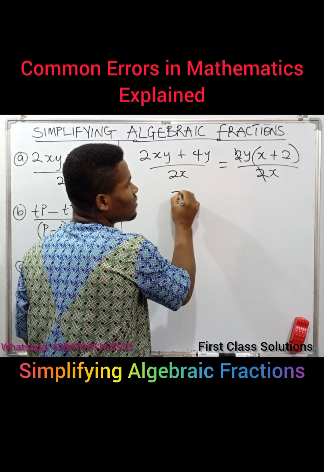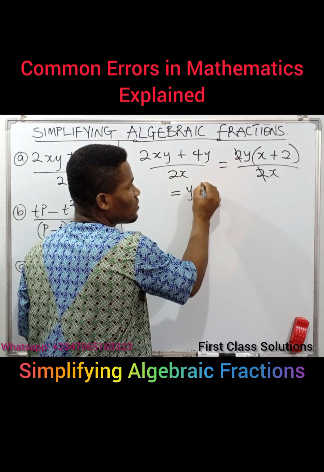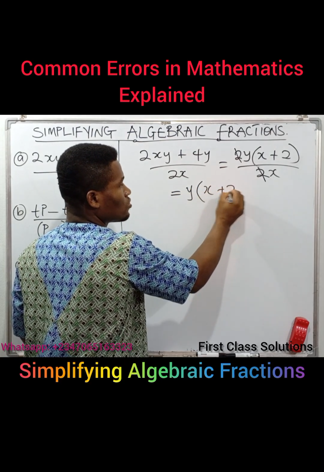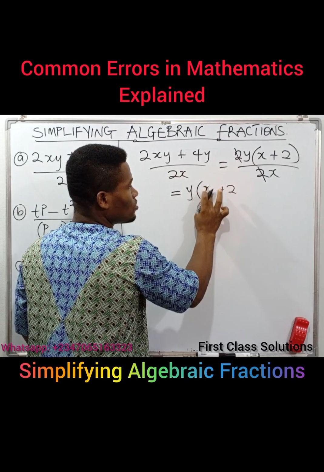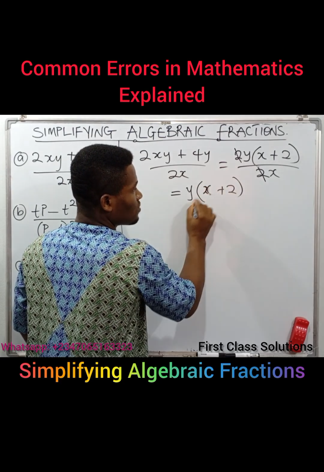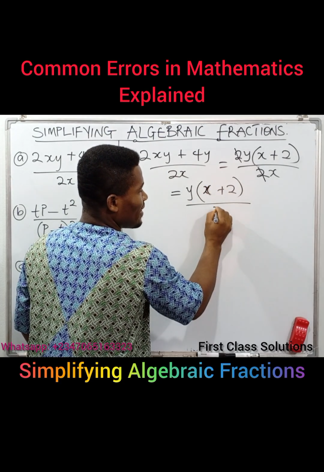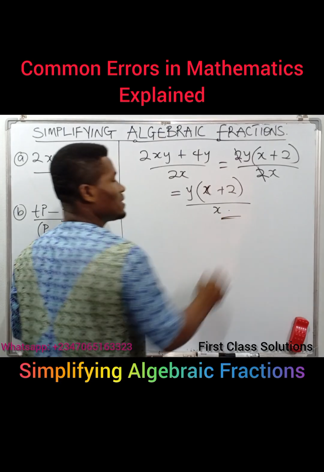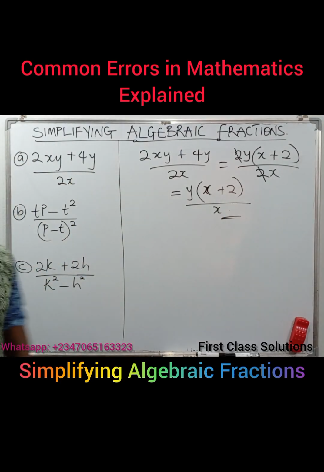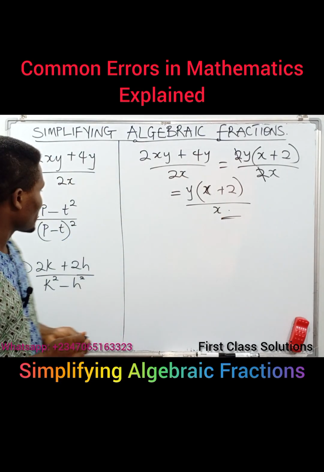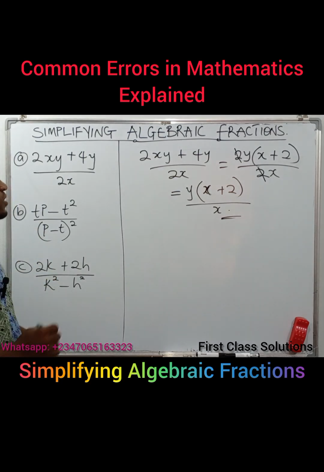So our final answer becomes y into (x plus 2) all over x. That is the answer for this first one. In the same vein also, let's take a look at the solution for the second one.